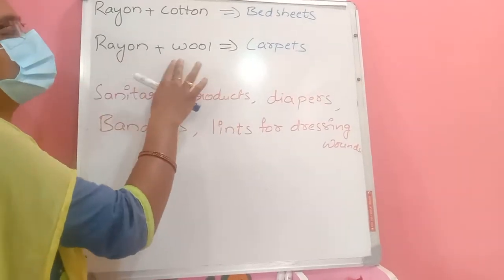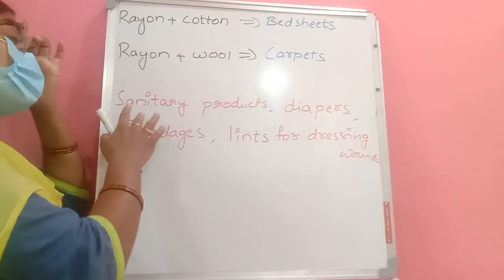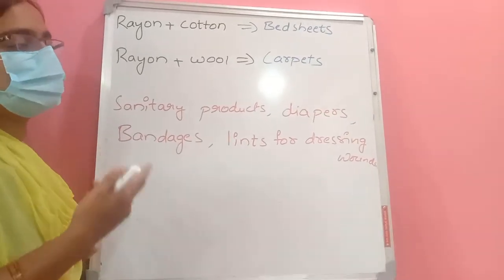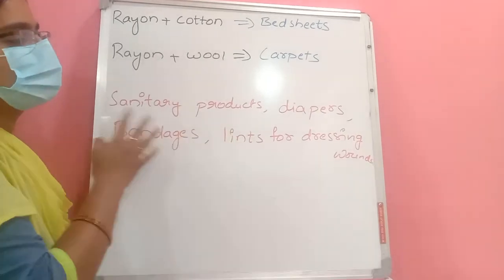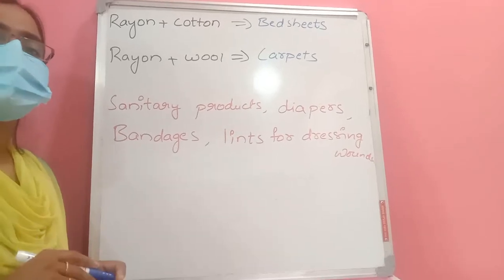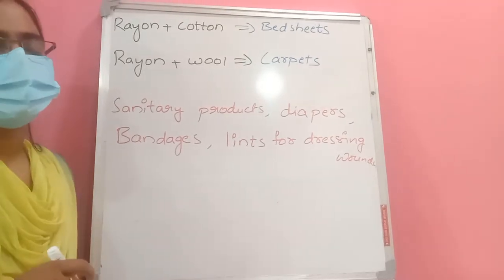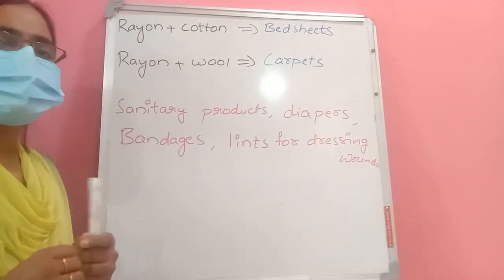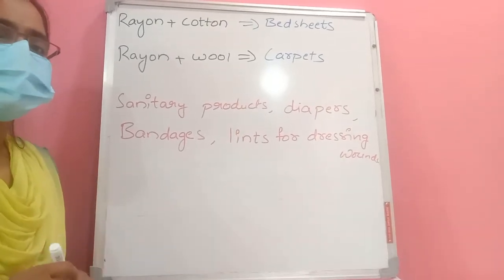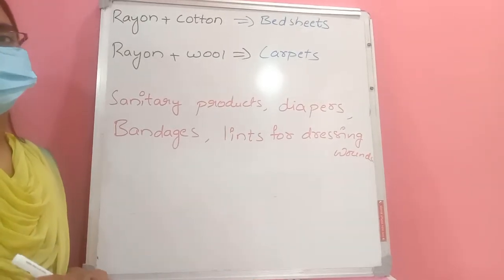Rayon mixed with wool is used to prepare carpets. Rayon is also used in sanitary products, diapers, bandages, and linens for dressing wounds. But rayon is not perfect for all fabrics. Why? Because rayon is made from wood pulp, and wood pulp can break easily. If you soak these fabrics for a long time, they can break easily. That's why we should know this is not a perfect fiber.